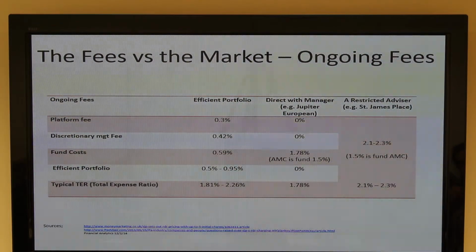So then there's the ongoing fees. This is to pay for the ongoing investment management, ongoing advice, etc. The platform that we use, the Well-Time platform, charges 0.3%.